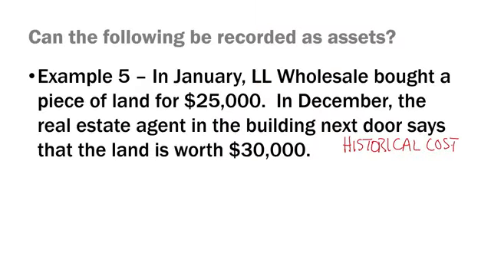Another might be its market value or fair value. Another might be its replacement cost, how much it would cost to replace it. Historical cost is generally the preferred measurement alternative for assets under U.S. GAAP. Historical cost, again, is the original cost of the asset. So the asset will remain on the books at $25,000 and its value will not be increased to $30,000 on the balance sheet.